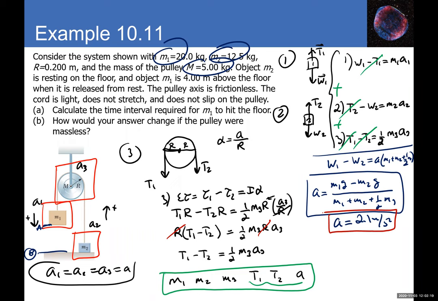Once I get that, part B is no big deal. Part B is saying the system starts from rest and goes down a 4 meter distance. So let's say delta y equals 4 meters, and I'm given that. I know the acceleration, so basically initial velocity is zero, acceleration is 2.1 meters per second squared, and it undergoes 4 meter displacement. All I have to do is use this equation: 2 delta y equals 1/2 a t squared, since v initial is zero.